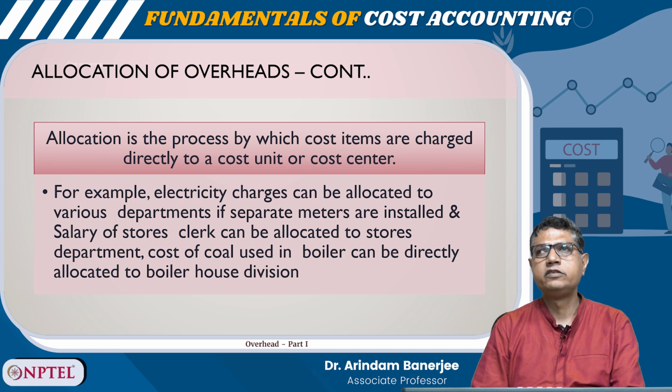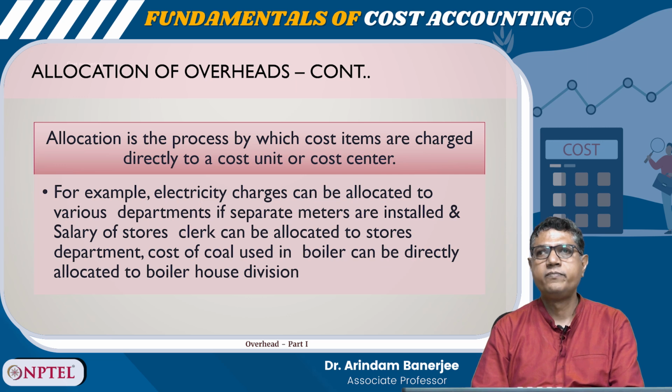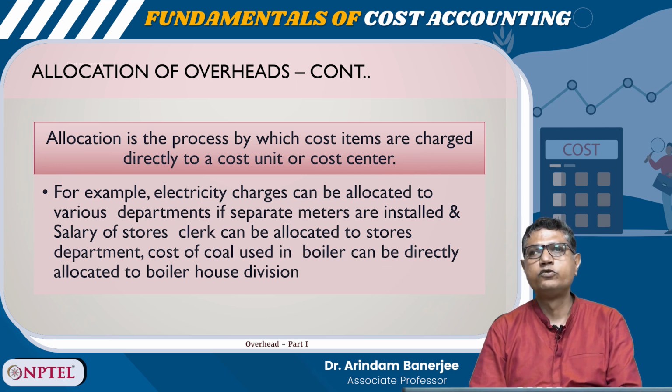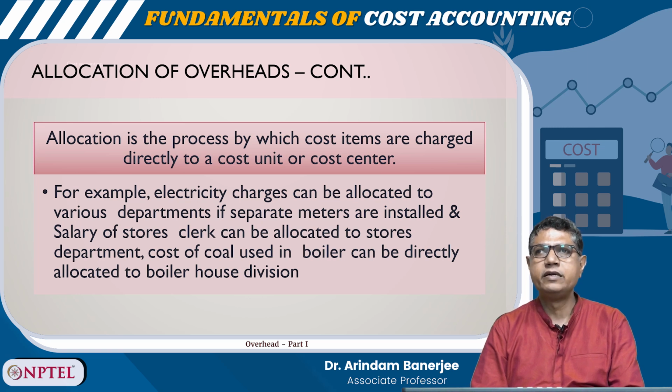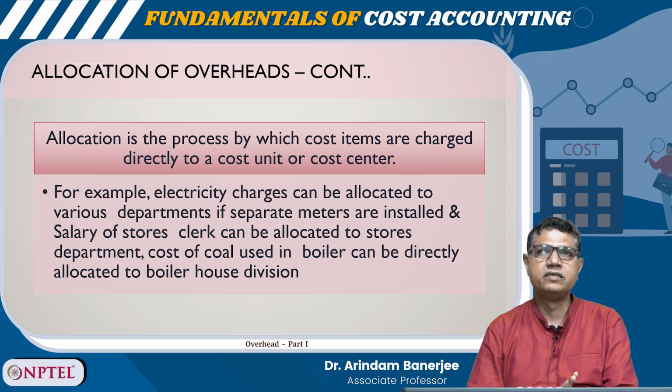Allocation is the process by which cost items are charged directly to a cost unit or cost center. For example, electricity charges can be allocated to various departments if separate meters are installed, and the salary of a stores clerk can be allocated to the stores department. The cost of coal used in a boiler can be directly allocated to the boiler house division. So, we need to identify to which department the cost will be allocated. Like, as I said, in a production line, if there is a clerk, his salary can be allocated to the particular production, say assembly line or painting department, etc. Right?